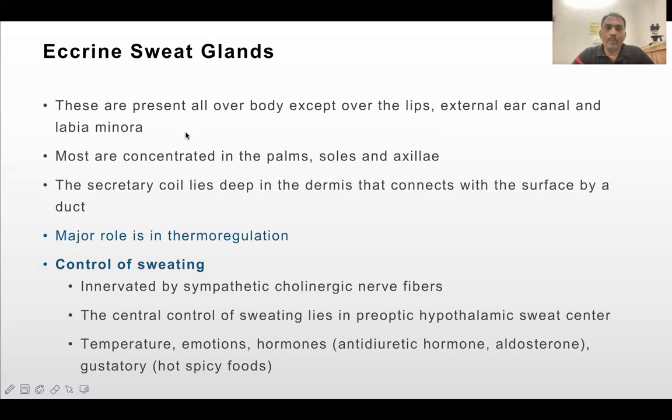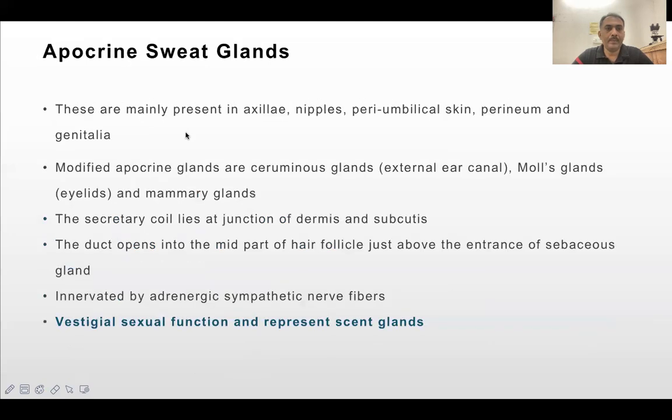The sweating by eccrine glands is under the control of sympathetic cholinergic nerve fibers. The central system controlling the sweat lies in the preoptic hypothalamic sweat center, which controls temperature, emotions, hormones, and gustatory factors leading to increase in sweating by eccrine sweat glands.